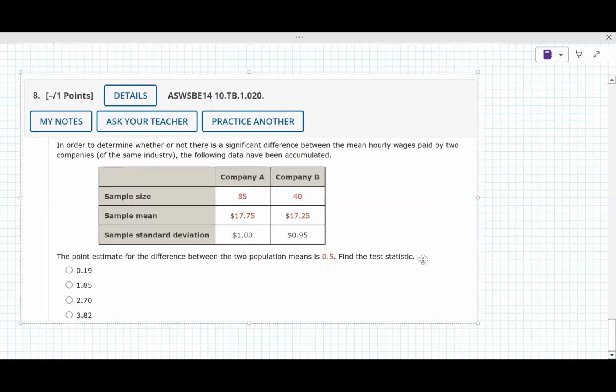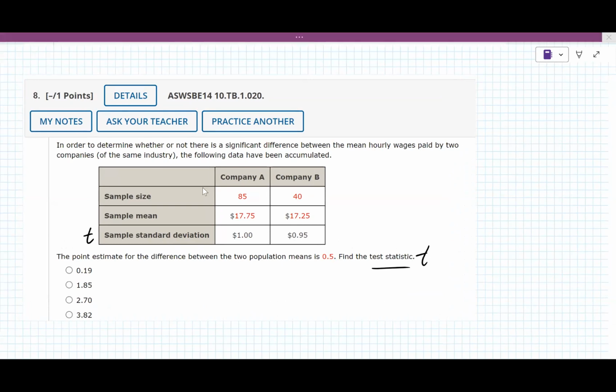Okay, so new problem here. Again, they're giving you the sample standard deviation, that's T. Okay, and they're telling you the point estimate for the difference between the two population means is 0.5. That's 17.75 minus 17.25. Okay, but this time they want the test statistic. They want the T. Okay, this is where you got to know the formula. There's no way to do this otherwise. Actually, I take that back. Your calculator will do this.